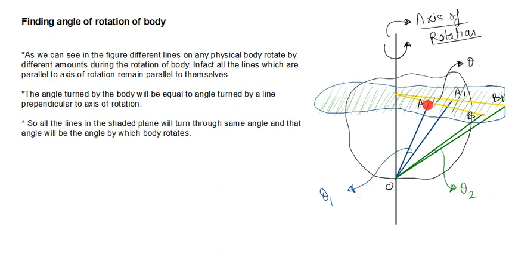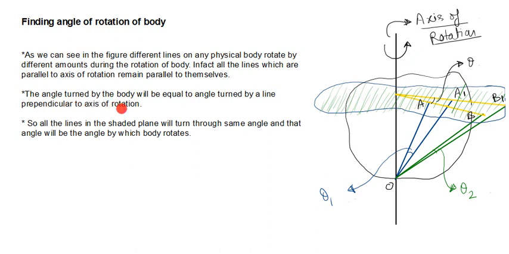As you can see here, OA gets rotated and becomes OA1. Similarly, OB also gets rotated and becomes OB1. So these two angles of rotation are different, and they are not equal to the angle of rotation of this body. But consider this line which is shown by this yellow color line. This line is in a plane which is perpendicular to this axis of rotation. Now the angle rotated by this line will represent the angle by which the body has rotated about this axis of rotation. So this is exactly what I am trying to explain here.